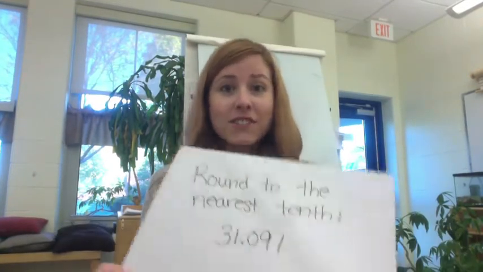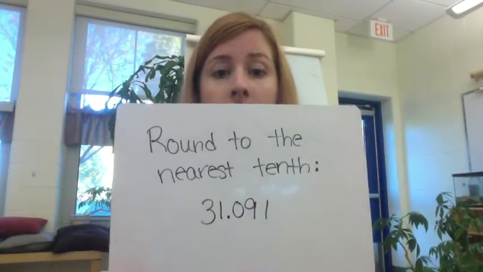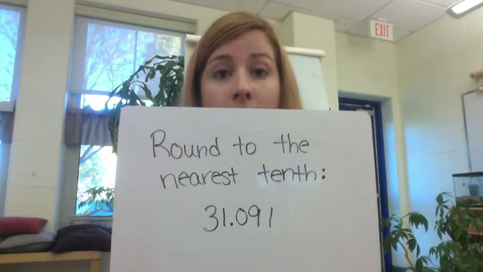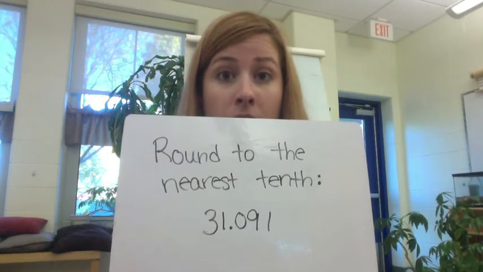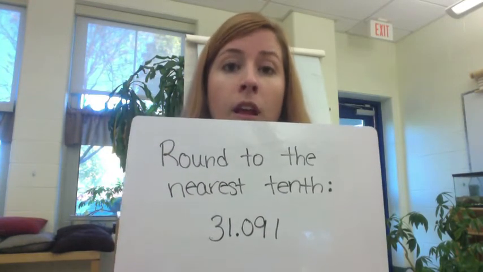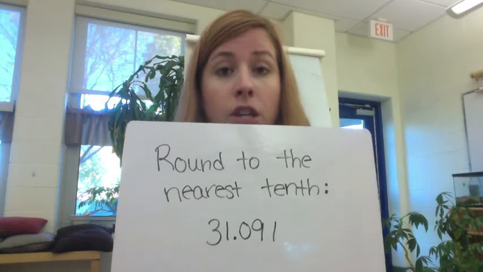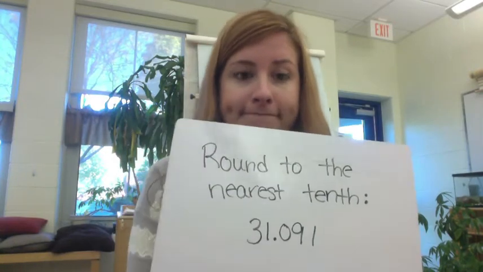So now it's your turn. Take a look at our example here. Round to the nearest tenth: 31 and 91 thousandths. So, pause the video so that you can try the strategy for yourself.